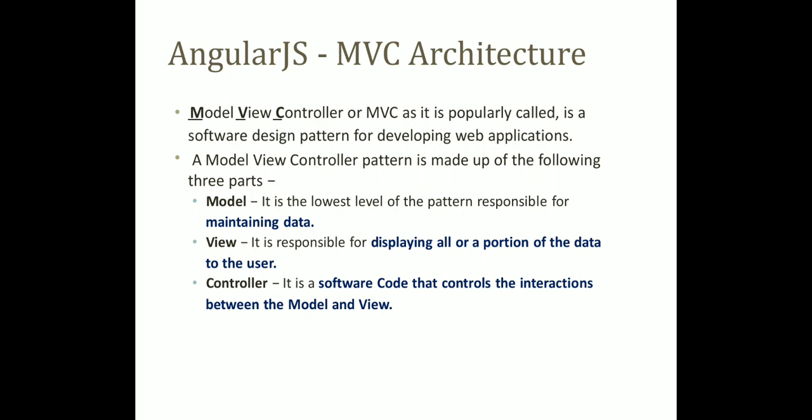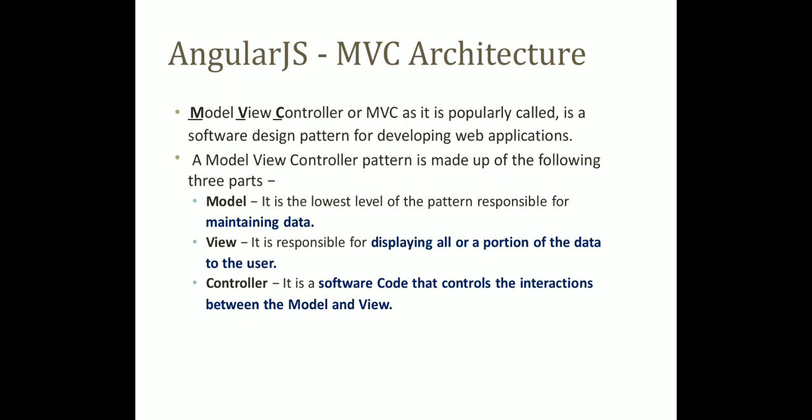Okay, so MVC architecture's main contents are model, view and controller. So we will see what is model, view and controller as in the part of AngularJS. Okay, so MVC is basically a software design pattern that is used for developing web applications. Then the MVC architecture basically contains three main parts. Then in that, the first part is model.